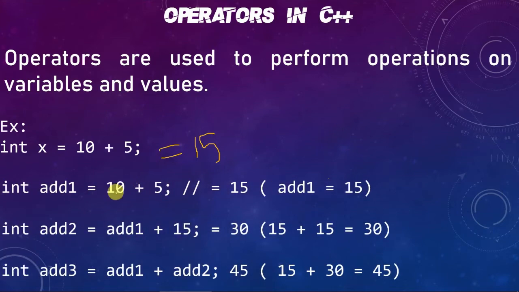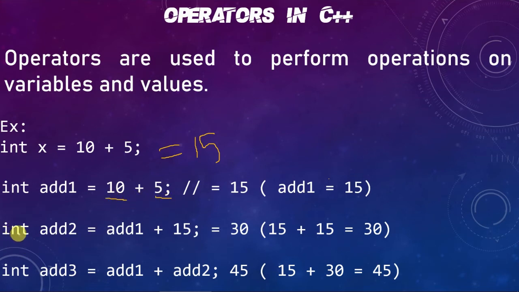Or more examples like that. We can also add two variables, or variables and values, and also digits. Okay, so int add1 equal to 10 plus 5. It means its answer will be 15, so add1 equal to 15, because 10 plus 5 equal to 15, guys.